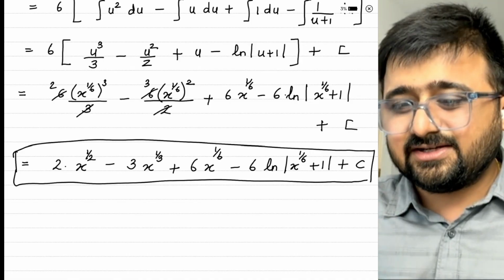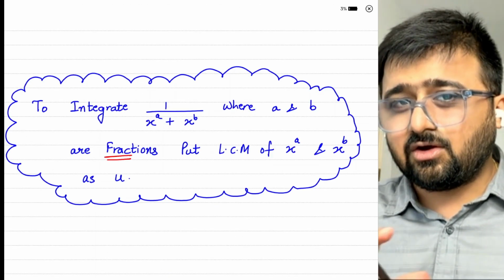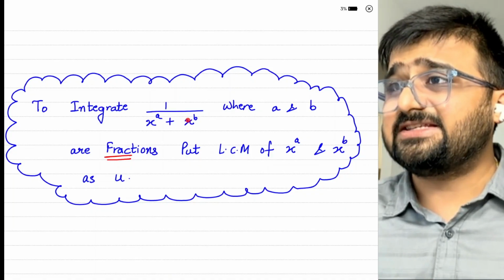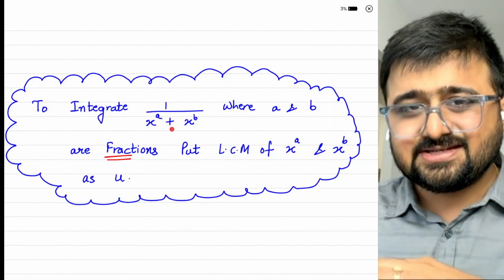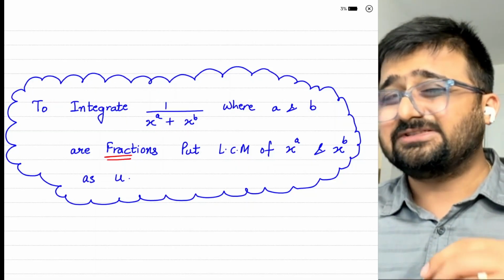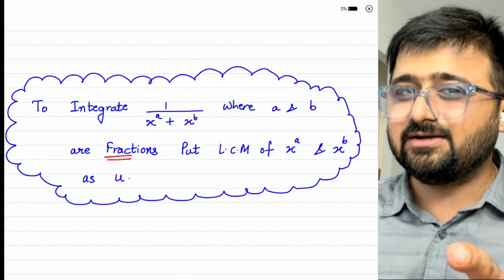How easy was that integral when you know that general rule that whenever you see the integral of the type 1 over x to the power a plus x to the power b, where a and b are fractions, just take the LCM of those two terms and put that is equal to u and just keep simplifying. You have your final result right there.